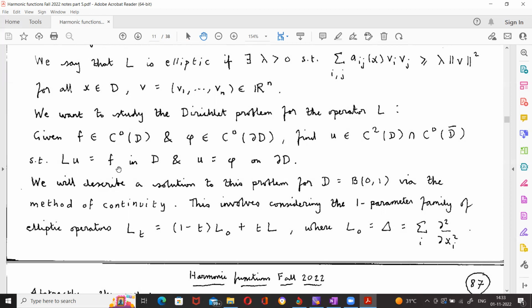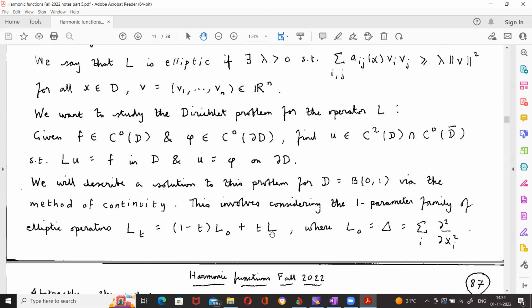Now the idea is to consider any elliptic operator L as a perturbation of the Euclidean Laplacian by defining a one parameter family of operators. LT is just a convex combination of L0 and L, where L0 is the Euclidean Laplacian. So you take (1 minus T) L0 plus T times L.